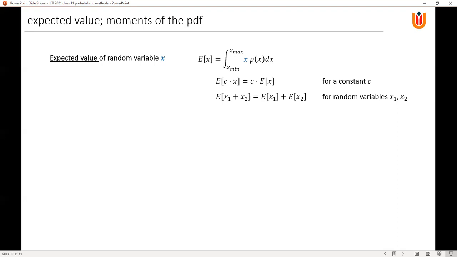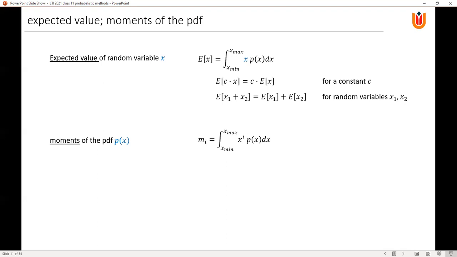There are a few rules for that. Intuitively you already know this, I think. If you multiply x by a certain constant c, then the mean would also be multiplied by that constant c. If you have two independent random variables x1 and x2, then the mean of the sum would be the sum of the means. It's also not surprising, I think.